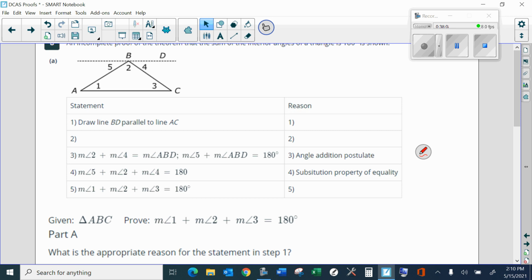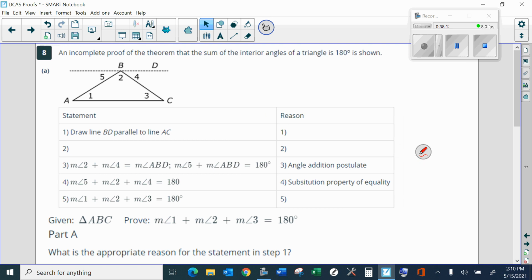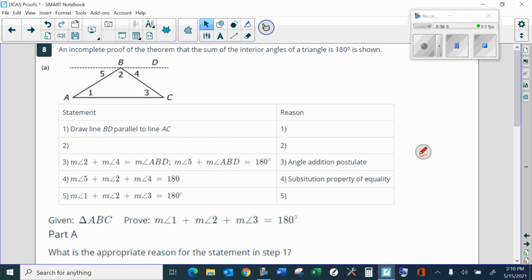Okay, so draw a line BD parallel to AC. Oh, there it finally moved. An incomplete proof of the theorem of the sum of the interior angles of a triangle is 180 is shown. So they first drew in BD, segment BD or line BD, segment until you put the arrows on. Now it's line BD, parallel to AC. They drew that in there. I can't think of the name. Some have a particular name for the theorem.